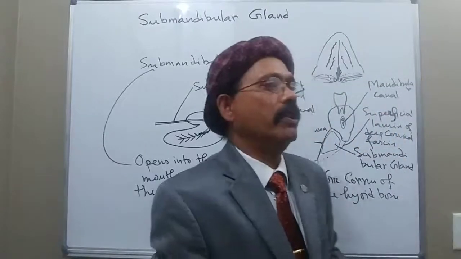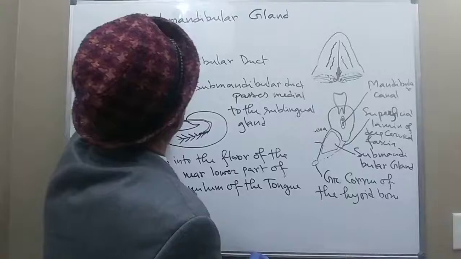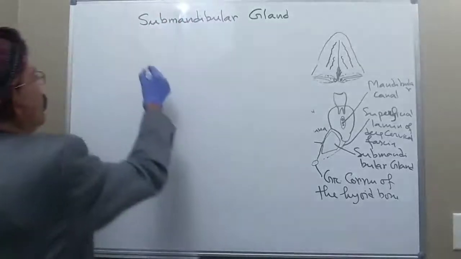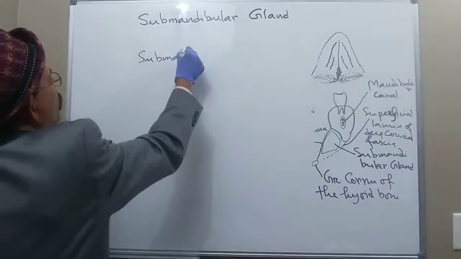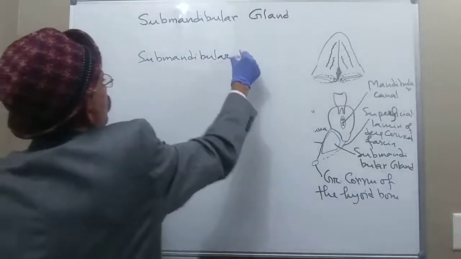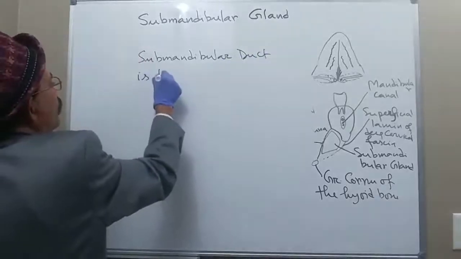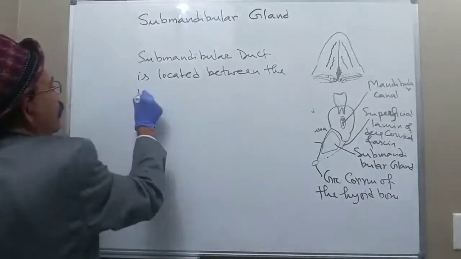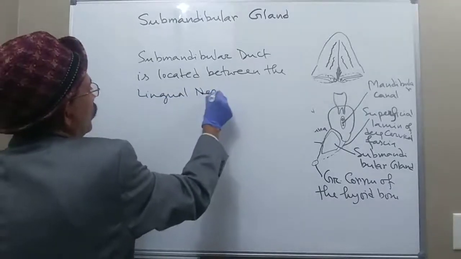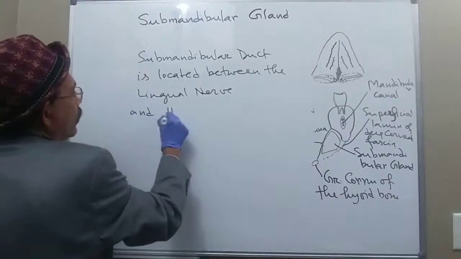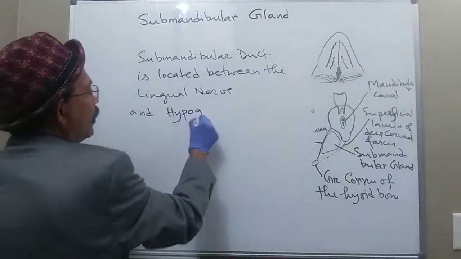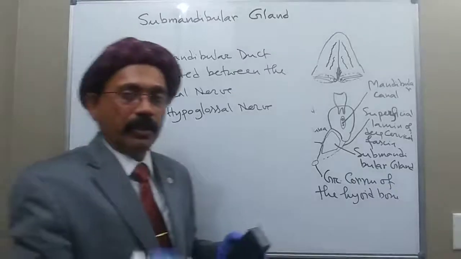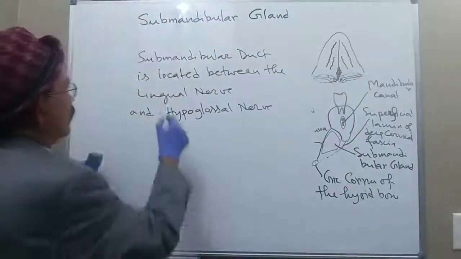We got the submandibular duct, and the submandibular duct is located between the lingual nerve, which is above, and the hypoglossal nerve, along with the hypoglossal vein. Okay, between them, but as it goes anteriorly, it is crossed by the lingual nerve.